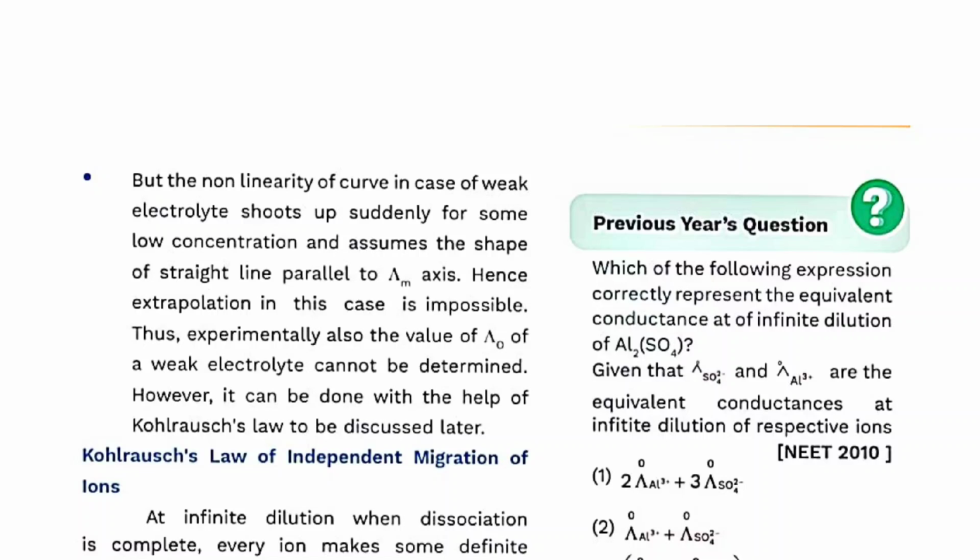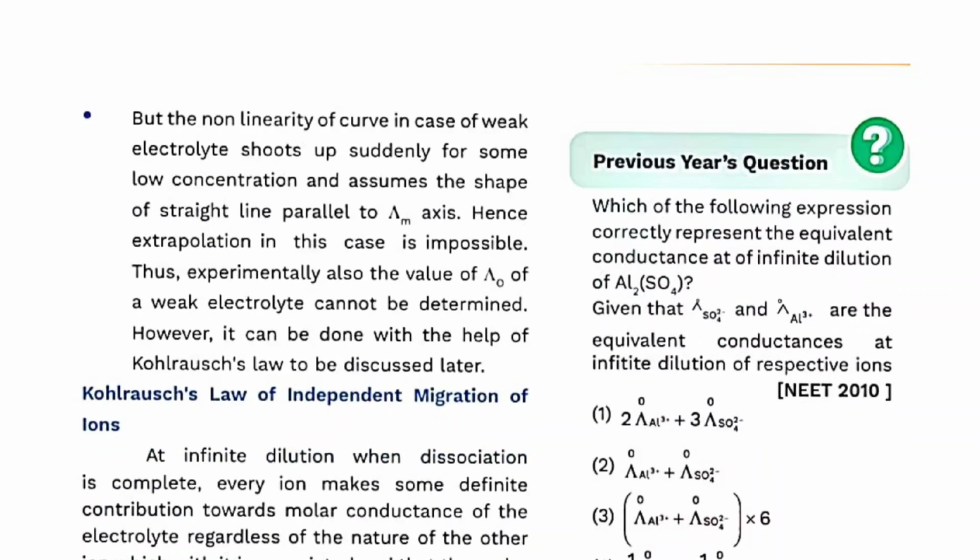So what is Kohlrausch's law? The conductivity of a salt like NaCl or any kind of electrolyte, for example in water, will be equal to the sum of conductivities of its individual ions, from which it is formed.